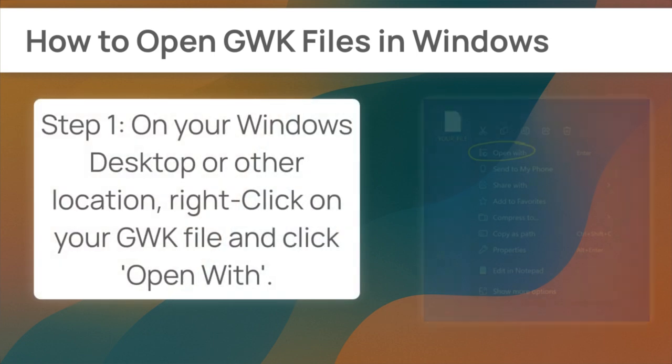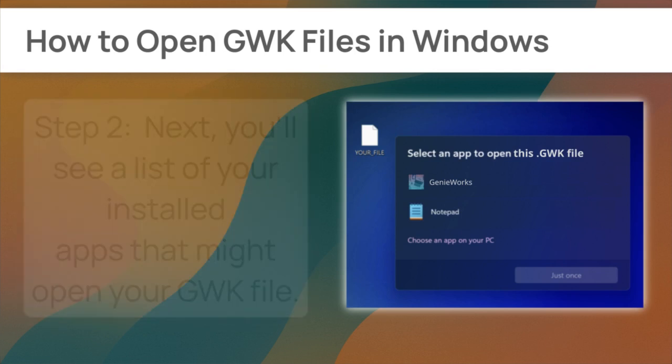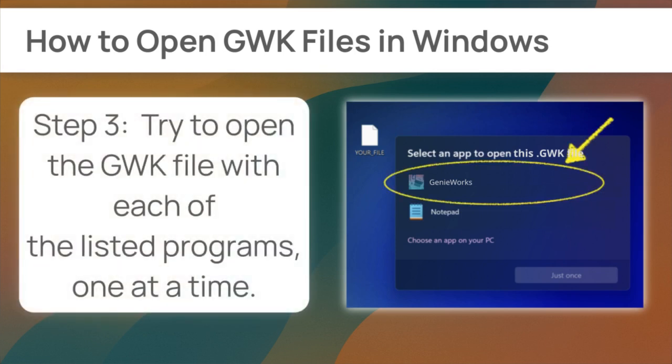To guarantee the file opens, right-click your GWK file and select Open With. Check for GenieWorks first. If it is absent, select another program. A systematic check of installed tools is vital.